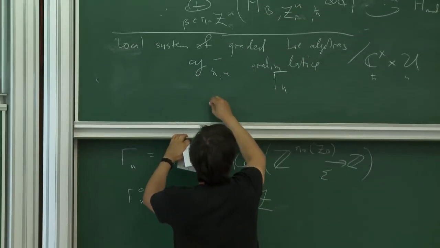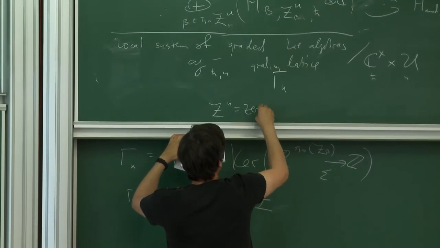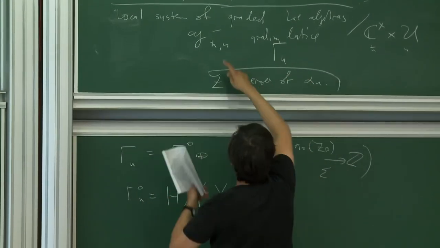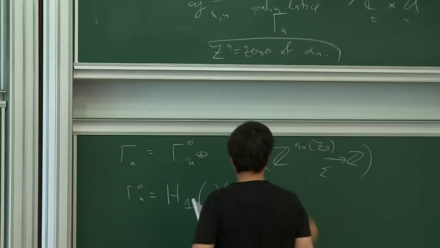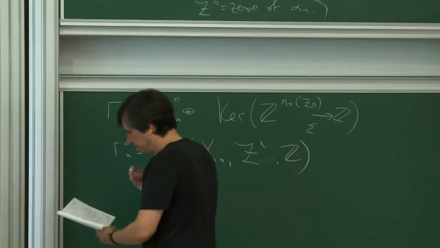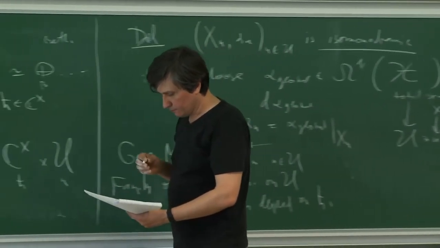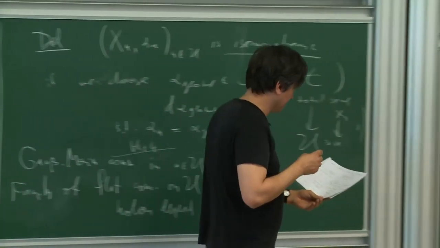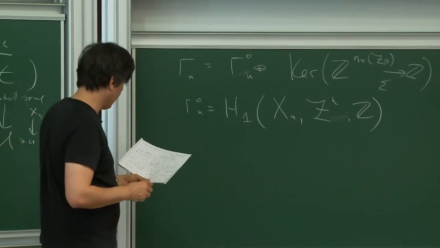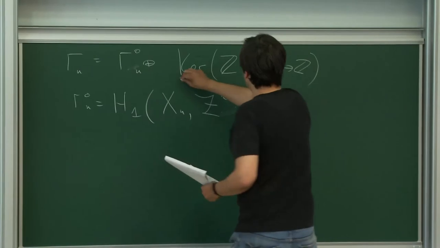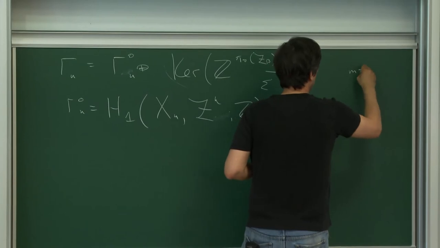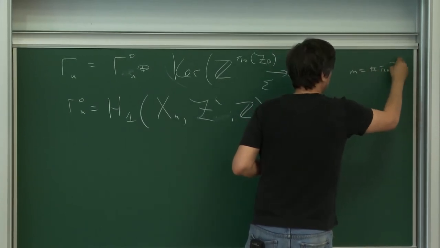Put better notation. Zu will be zeros of alpha u. I want to put an index because the low index is denoted by some connected component. The grading is the following. If I have a path, just before going on, let M denote the cardinal number of connected components.